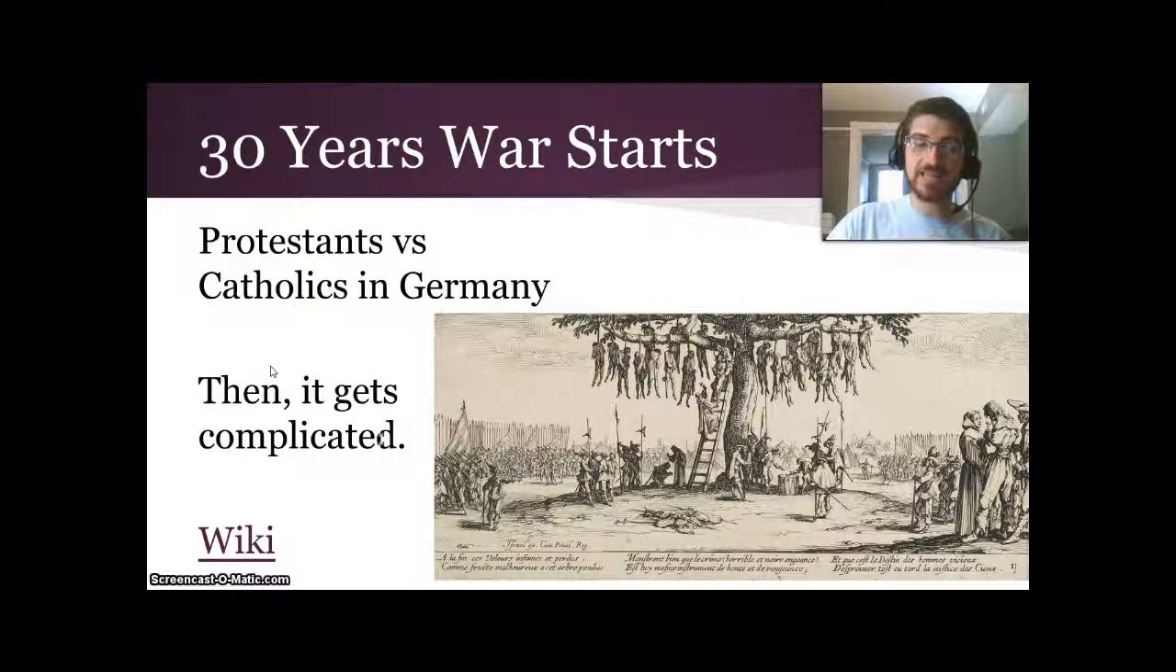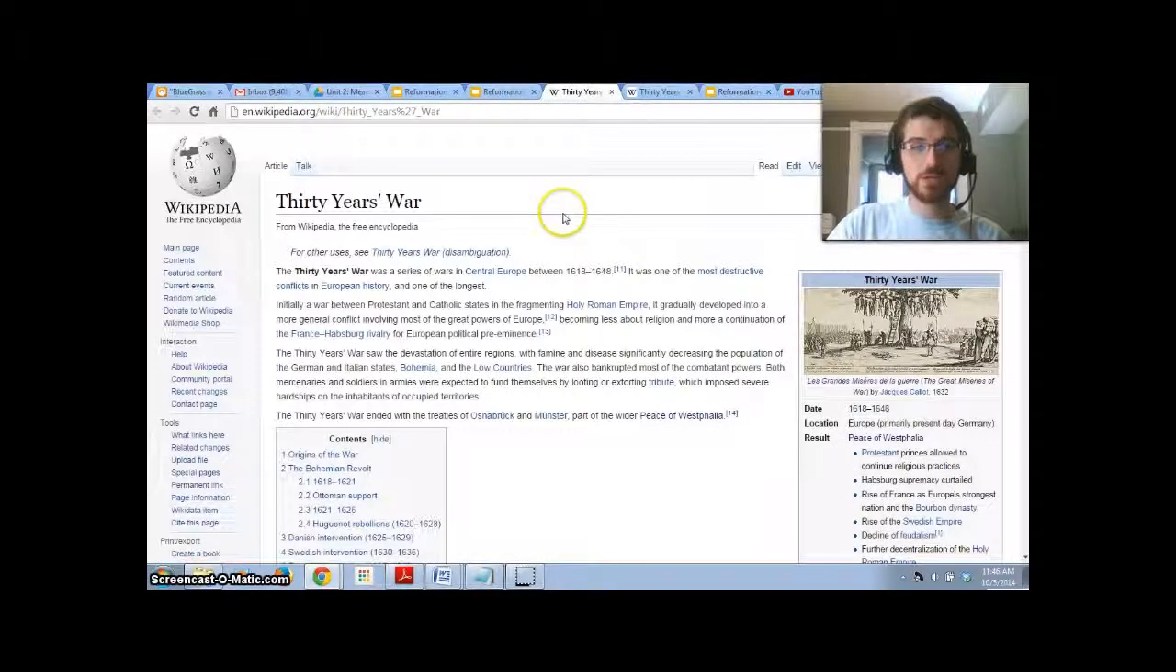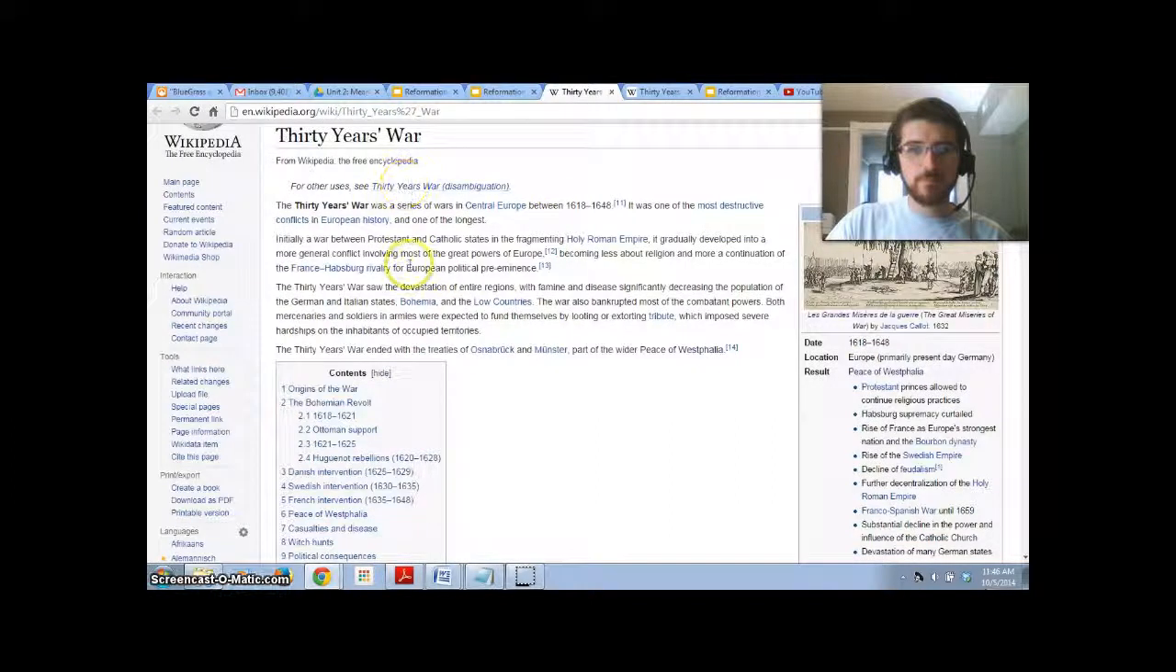But beyond that, it gets really complicated, and let me show you why. So here's the Wikipedia page. The 30 Years' War was between 1618 and 1648, one of the most destructive conflicts in European history.